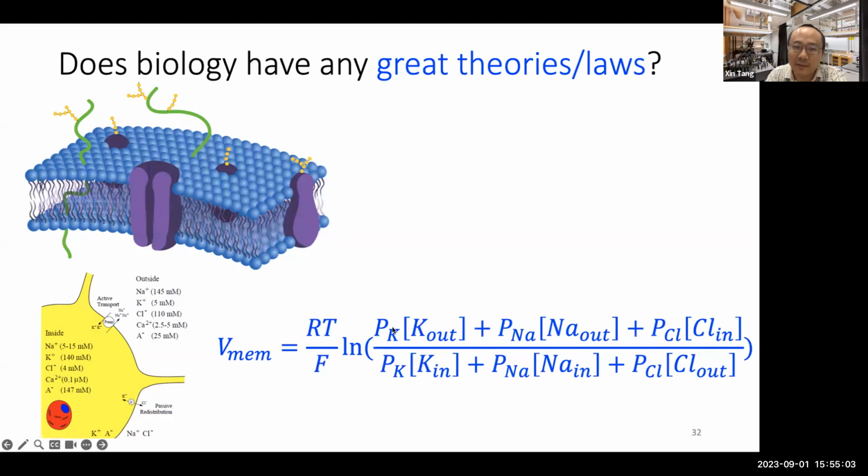This can be calculated by an equation. So this is an equation. Based on the composition of the ions, we can calculate the membrane voltage. This is not too surprising. What is surprising is that this membrane voltage can be perturbed if you change it.